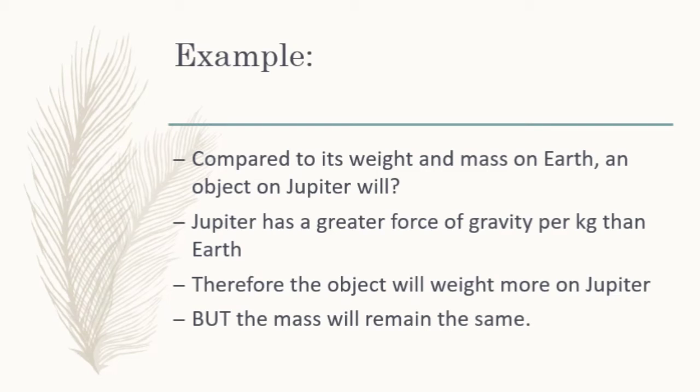So here's an example. Compared to its weight and mass on Earth, an object on Jupiter will do what? Well, Jupiter has a greater force of gravity per kilogram than Earth, so therefore the object will weigh more on Jupiter, but the mass will remain the same.